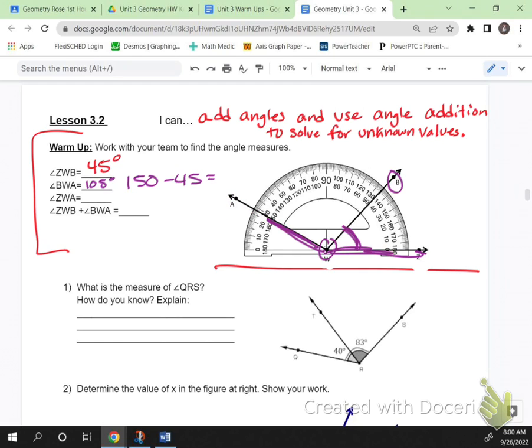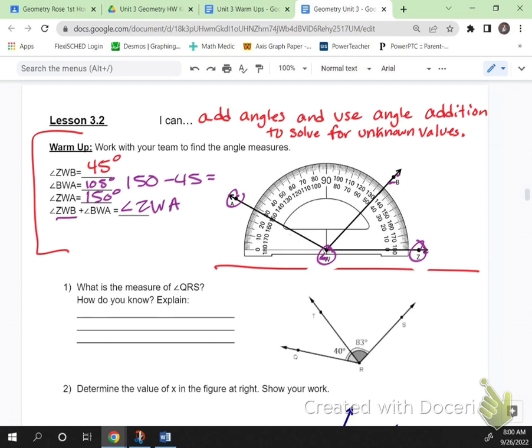We're trying to introduce this angle addition. That's what we're trying to do here. Last angle was ZWA, which we just found. ZWA is the big one, and it should be 150. Then it says ZWB plus BWA, that equals the big angle, right? ZWA. Ooh, we're getting into some angle addition. That leads us into what we're doing for today.